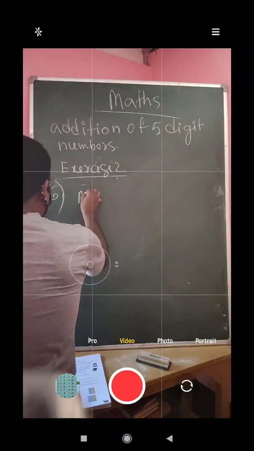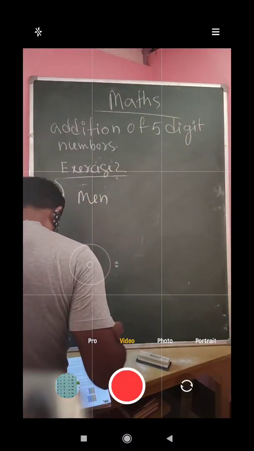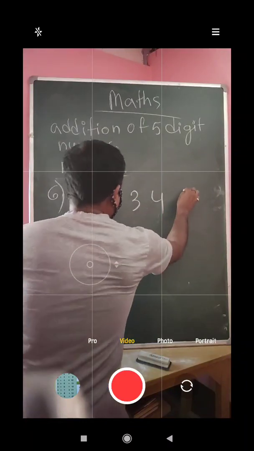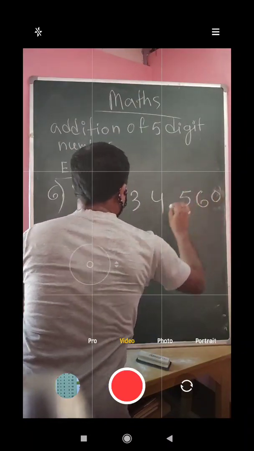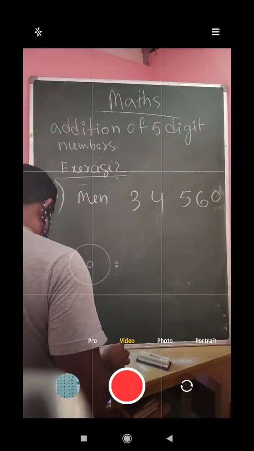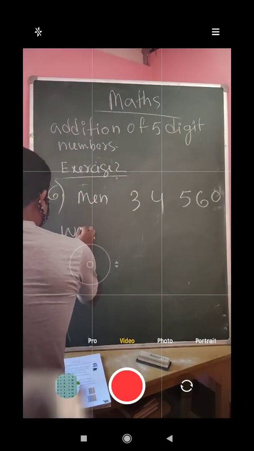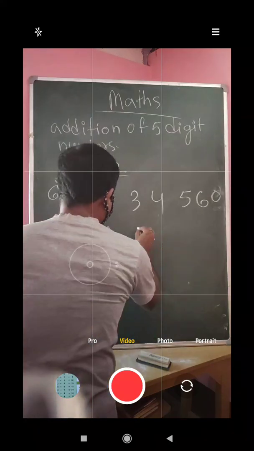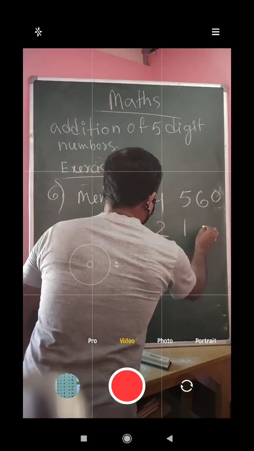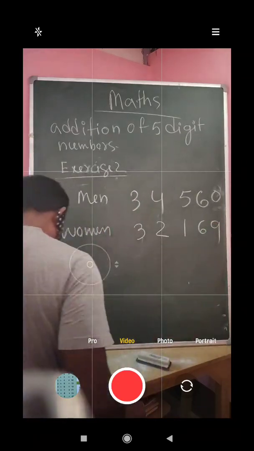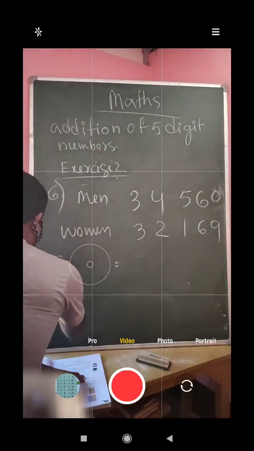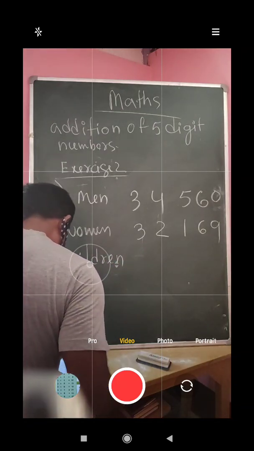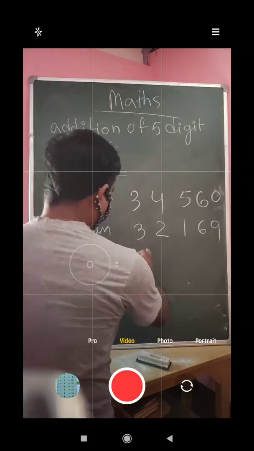So let us do. Men, how many? 34,560. Women are how many? 32,169. Children, how many? 9,876. So as I have said, 1, 2, 3, 4, 5.